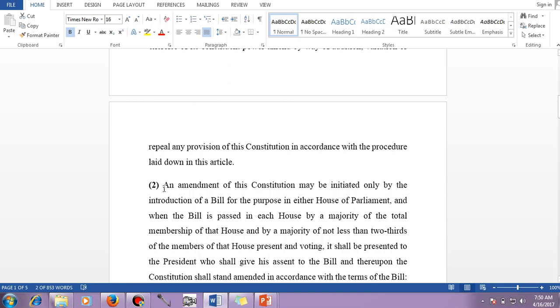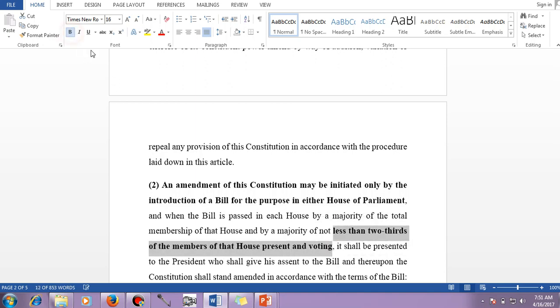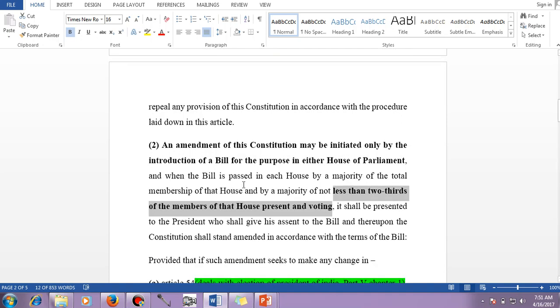It says: an amendment of this constitution may be initiated only by the introduction of a bill for the purpose in either house of Parliament. That is important. You have to introduce a bill, and it can be introduced in either house of Parliament. And the bill must be passed in each house by a majority of the total membership of the house, and by a majority of not less than 2/3 of the members of the house present and voting. There are three majorities: simple majority, special majority and absolute majority. We will talk about the majority needed to pass a bill in Parliament in a separate video. But you should know, for passing a constitution amendment bill, you have to maintain this.